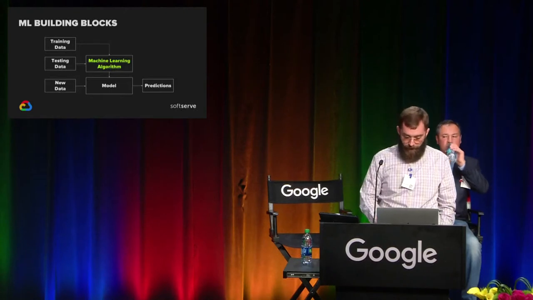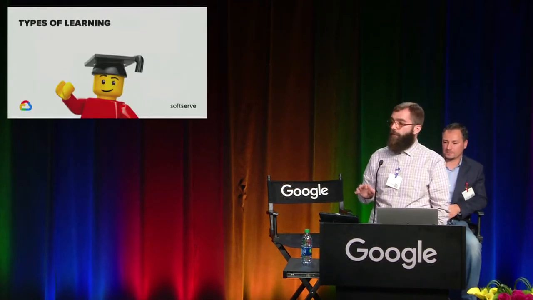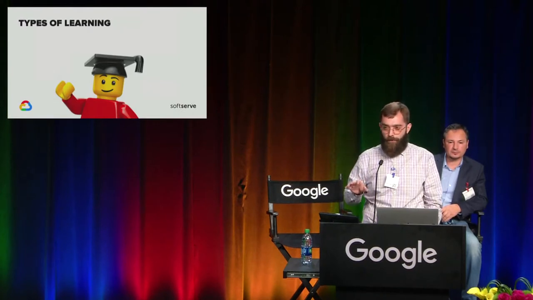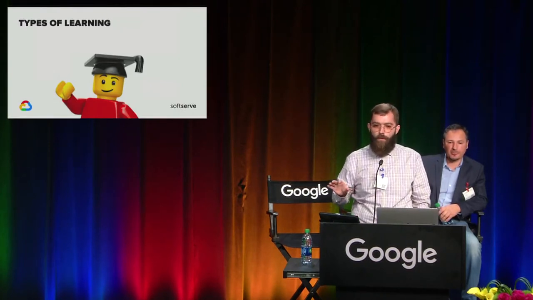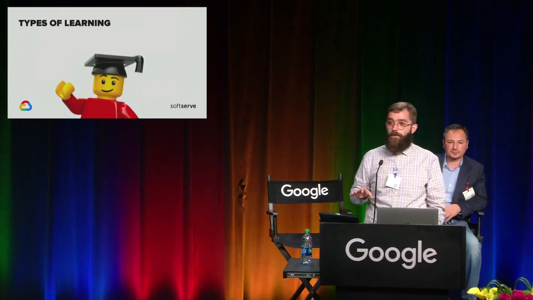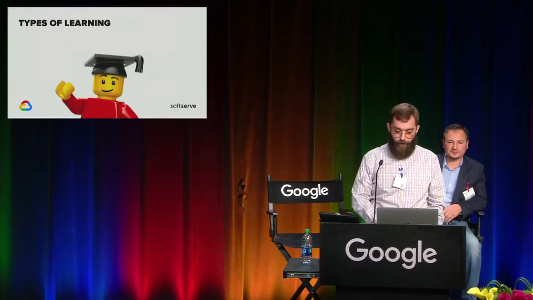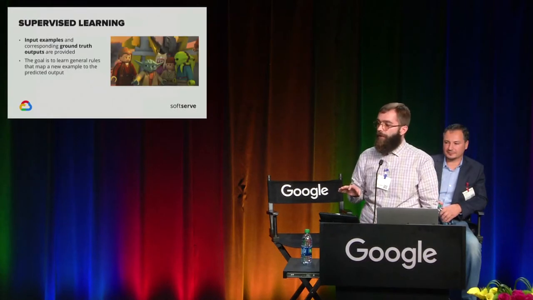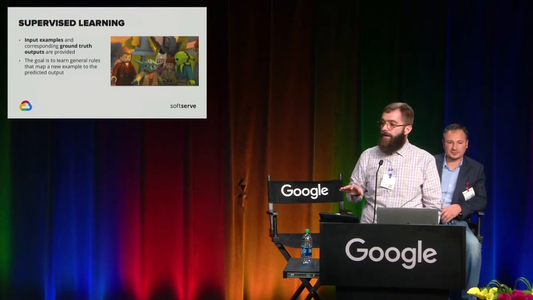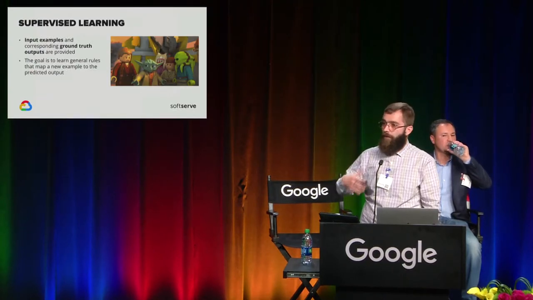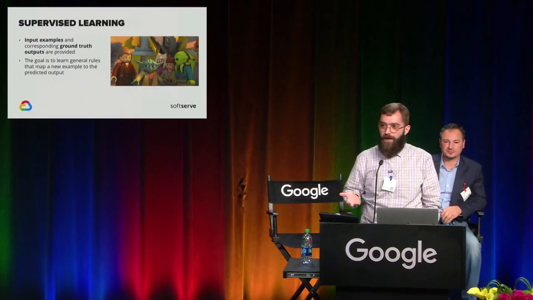Now let's think about what types of learning there are and what types can be applied to our particular problem. In the machine learning community, we consider three basic types of learning, and today we're going to cover just two of them. The first one is supervised learning. And why is it supervised? It's because we always have both our input data and ground truth data.